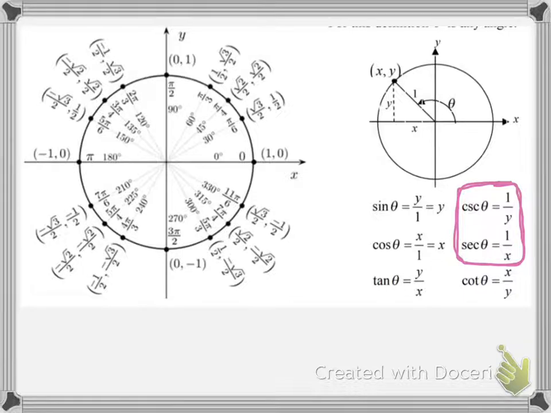I want you to, and how can I do this? Let's see, you know what? Cosecant, let me write it over here. I have more space over here. Here's what I want you to write at the bottom of your worksheet. So you have cosecant of theta is equal to 1 over y, and you also have secant of theta equals 1 over x, okay?